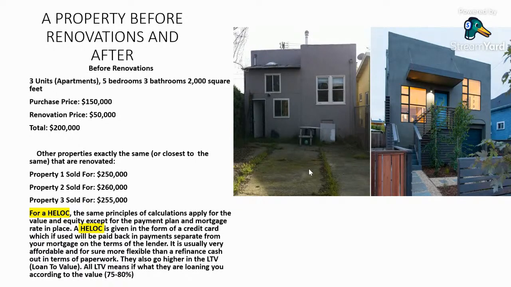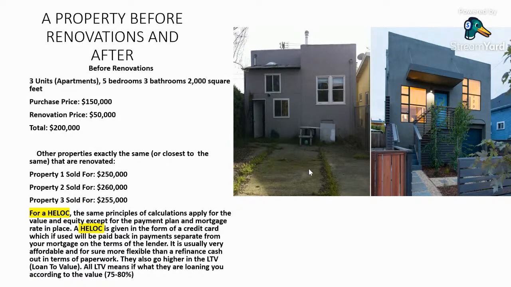See what I'm saying? But a HELOC is way more flexible than a refinance cash out because they don't require a lot of things, especially the paperwork. They don't require as much paperwork as a refinance cash out. The HELOC is 1, 2, 3. Refinance is 1, 2, 3, 4, 5, 6, 7, 8, 9, 10. In other words, right? So, reading on, it says it is usually very affordable and for sure more flexible than a refinance cash out in terms of paperwork.